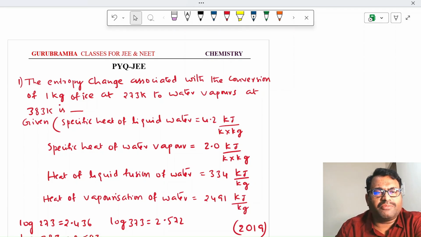We are in the chapter thermodynamics, and today's topic is entropy in thermodynamics. In entropy, we are solving some PYQ of JEE Main.